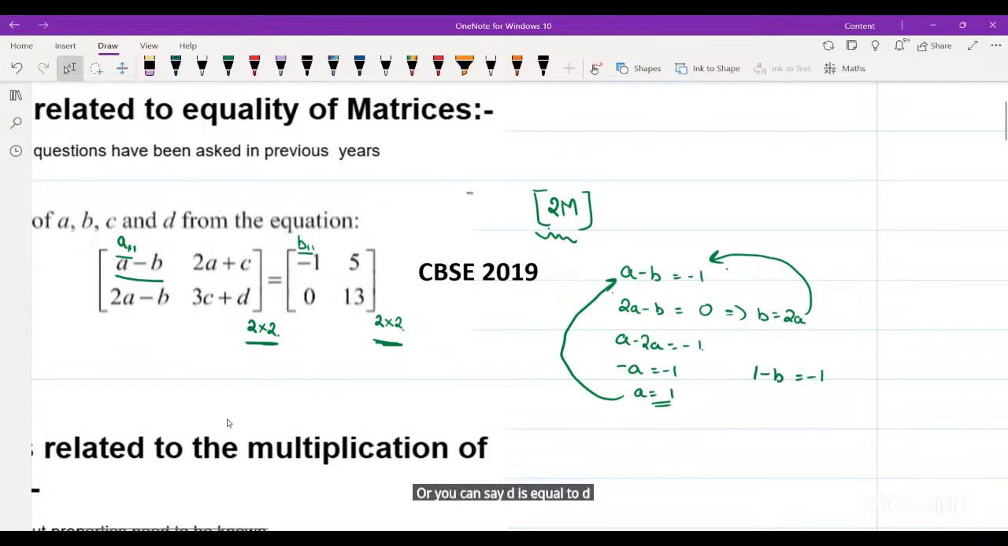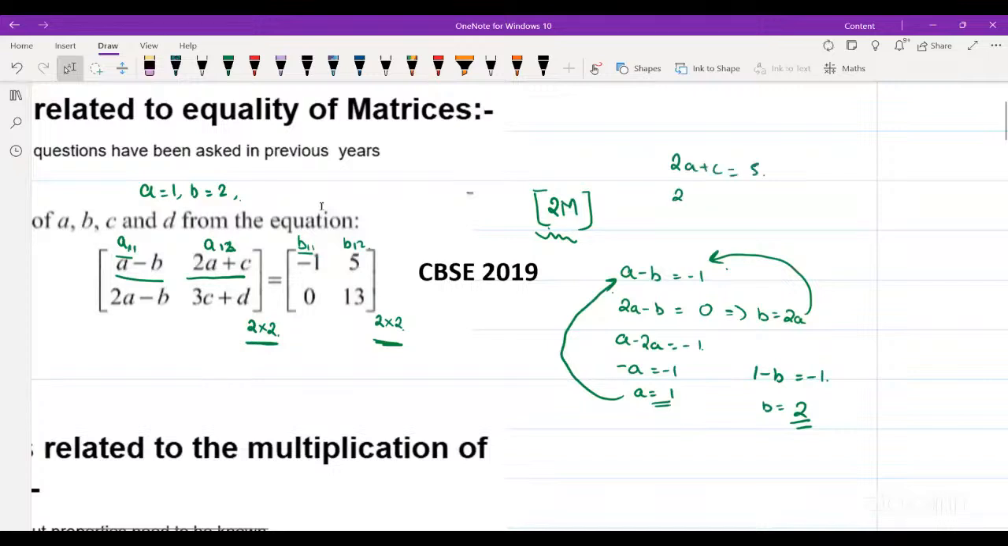Is this clear, people? Is this clear, beta? Is this clear, Ibrahim and Sachi? Yes, sir.